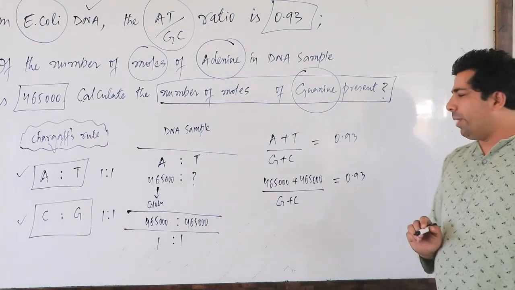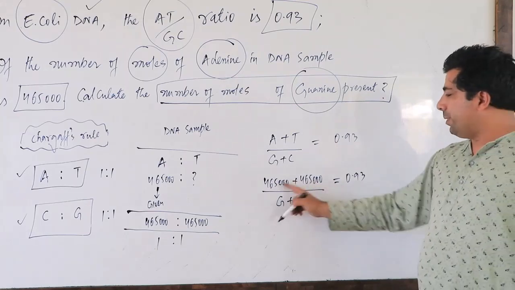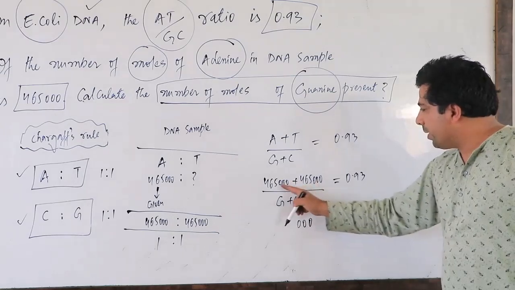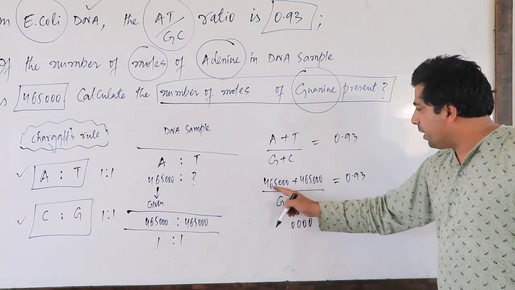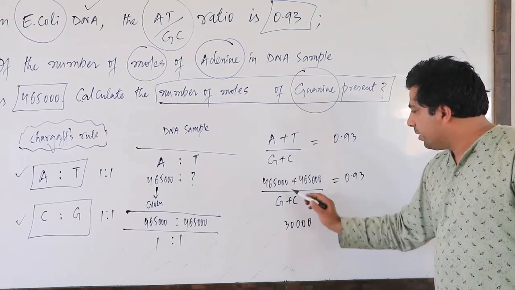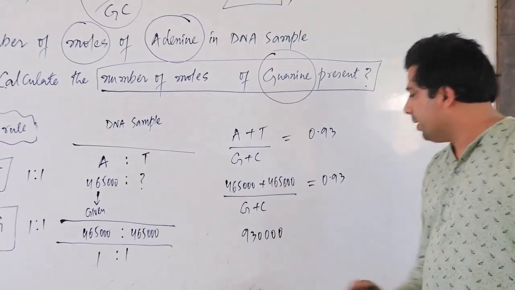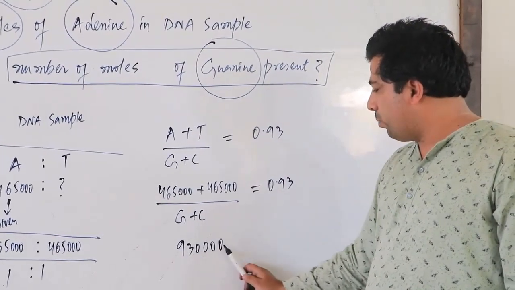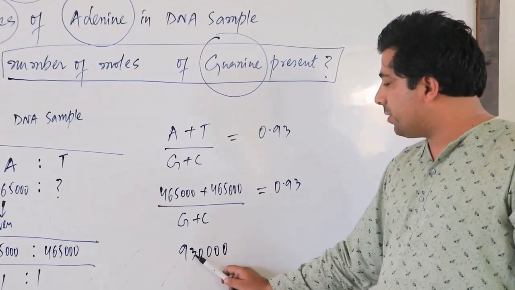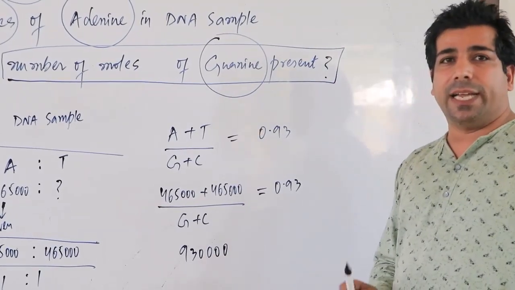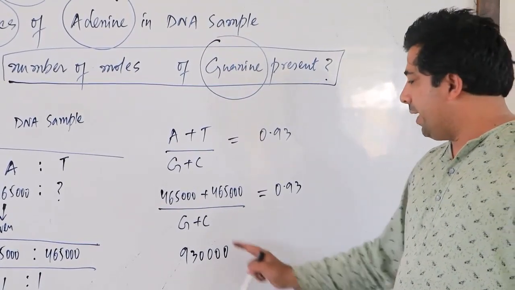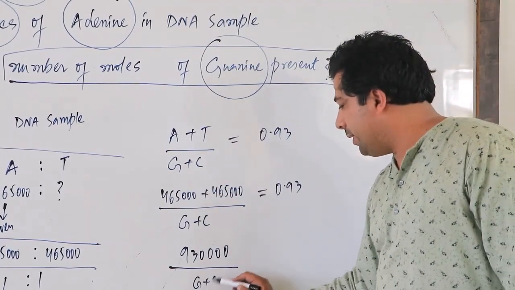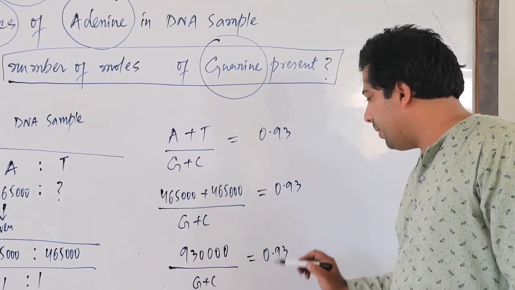Correct? Now my dear friends, if we sum them up, what is the value here? 0, 0, 0. It will become 10, then 12, and 1 will become 13. 1 will carry and 9. Okay? So let's have a look here. Ones, tens, 100, 1,000, 10,000, lakh. That means we are getting 9,30,000. So 9,30,000 is A plus T upon G plus C is equal to 0.93.